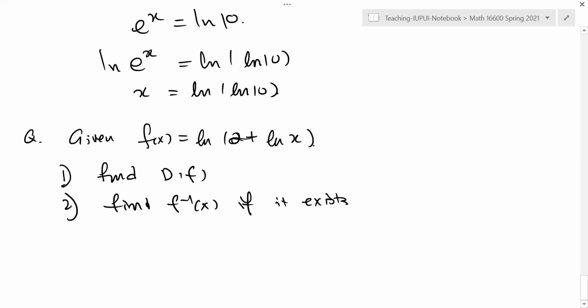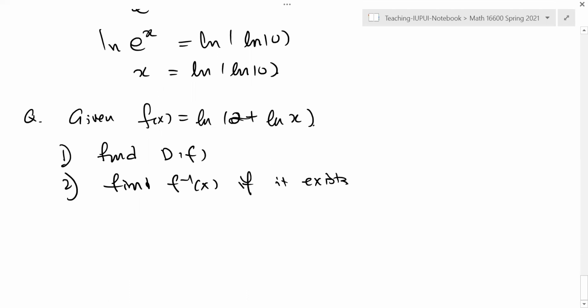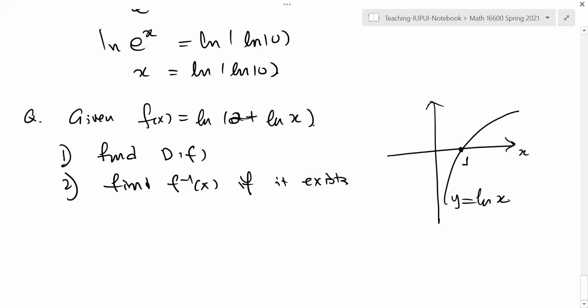You can look at it, try how to do this. Think about it. You have to know first what the domain of natural log is. So the natural log function looks like that, and this is the point 1. So y equals natural log of x.